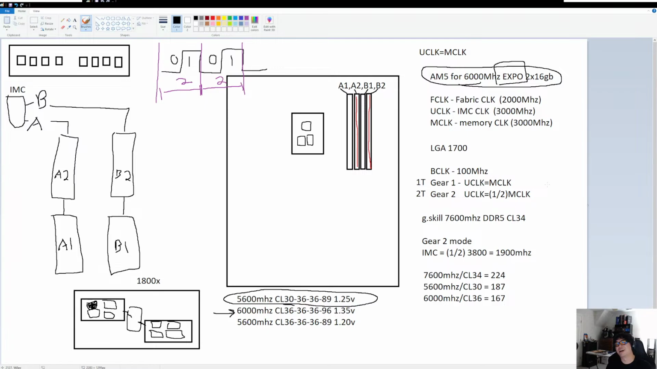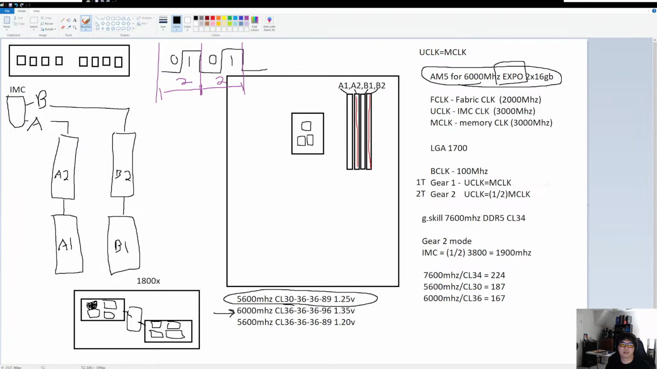And then if you want to go higher, like 6400 or higher, just know that if you're on AMD, your U-clock is going to have to run at half the mem clock, so you're effectively going to run in what Intel calls Gear 2 mode. And on Intel, you're pretty much always running in Gear 2 mode, so that doesn't really apply there.